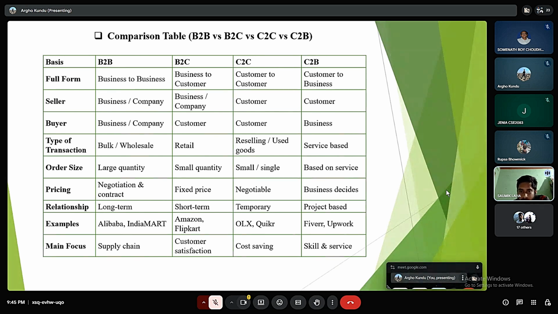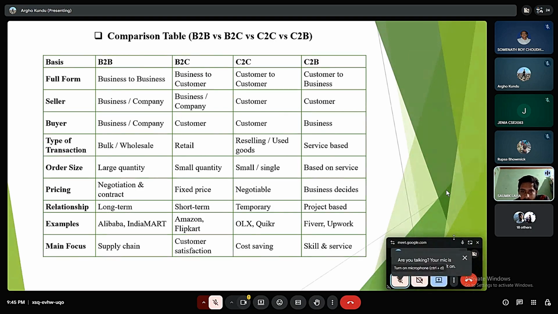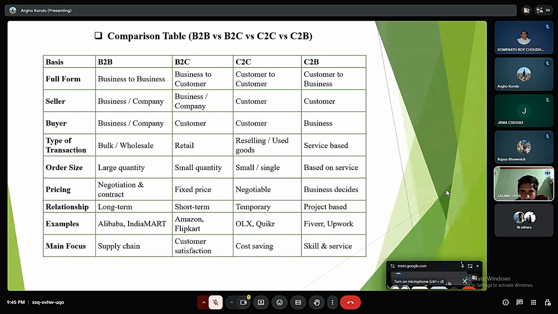Pricing: B2B is negotiation and contract, B2C is fixed, C2C is negotiable, and C2B is a business-set price. Relationship: long term, short term, temporary, and project based. Examples: Alibaba and Indian markets for B2B, Amazon and Flipkart for B2C, OLX for C2C, and Fiverr and Upwork for C2B. Main focus: supply chain, customer satisfaction, cost saving, and skill and service. Then next slide, Modok.